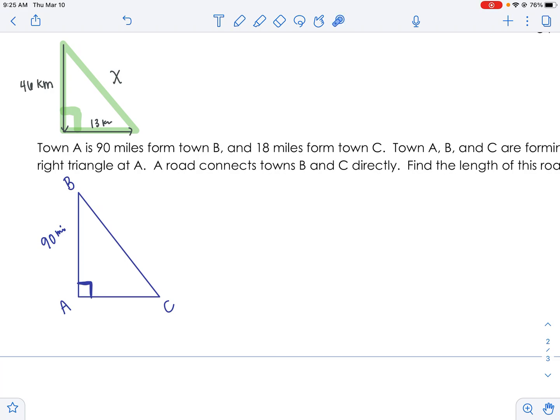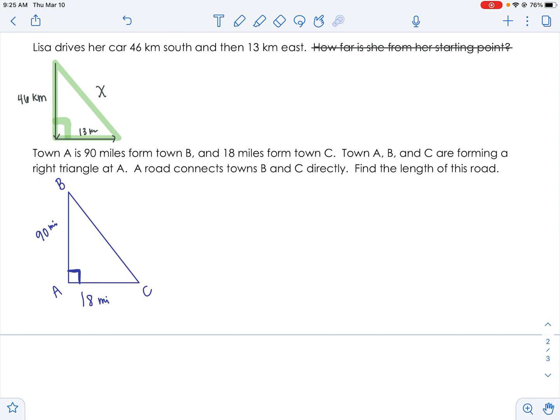And it says it's 18 miles from town C. Okay, think about this. Hypotenuse cannot be 18. It can't be smaller than 90 because the hypotenuse is supposed to be your longest side. What they're saying is that town A is 18 miles from town C. And then it said find the length of the road that connects B and C. There's your X. That's it.